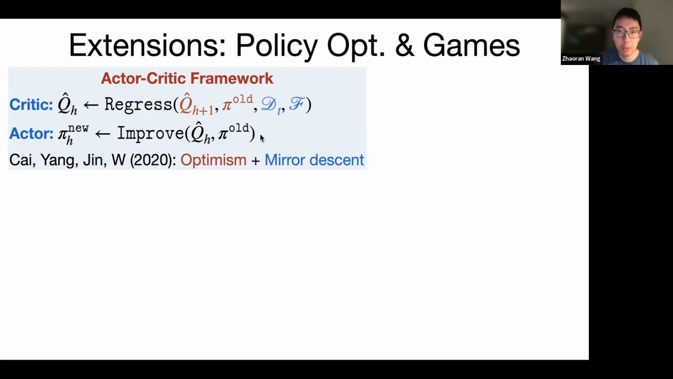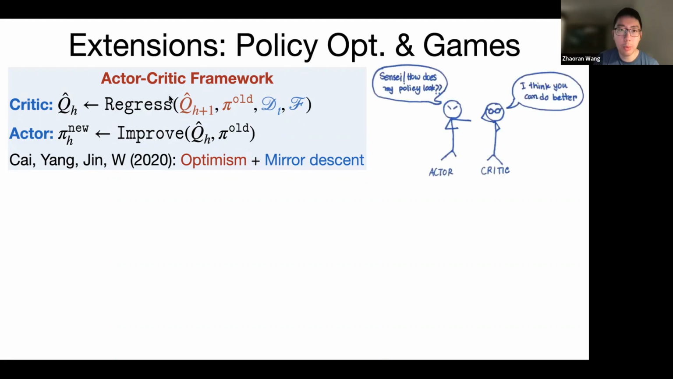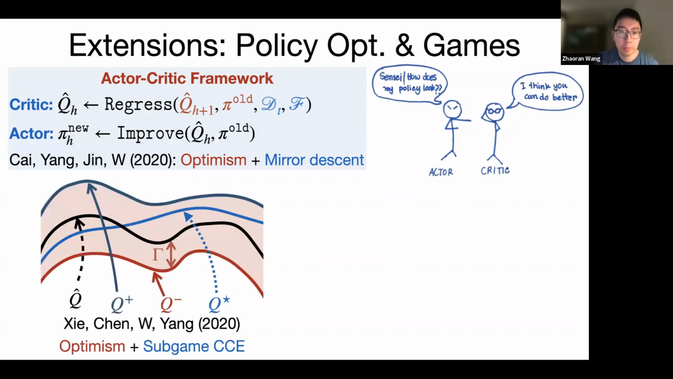For example, you can deal with adversarial reward functions, which change across each episode. But the general principle is the same. We can use optimism. So now we call it actor-critic because for the regression, you can think about a critic that evaluates how good this policy is. The actor improves upon the previous policy. So think about teacher and student, right? The teacher provides feedback, and the student does the improvement.